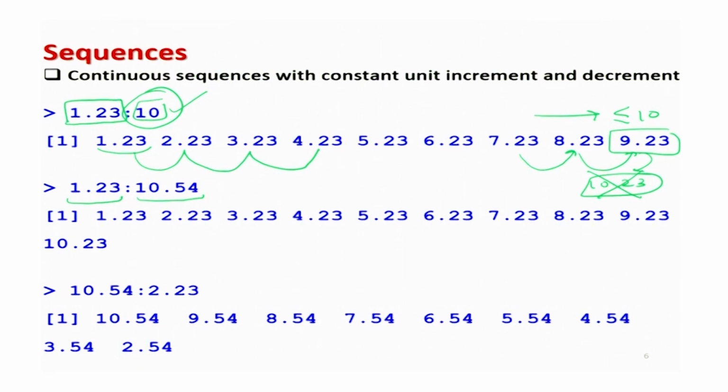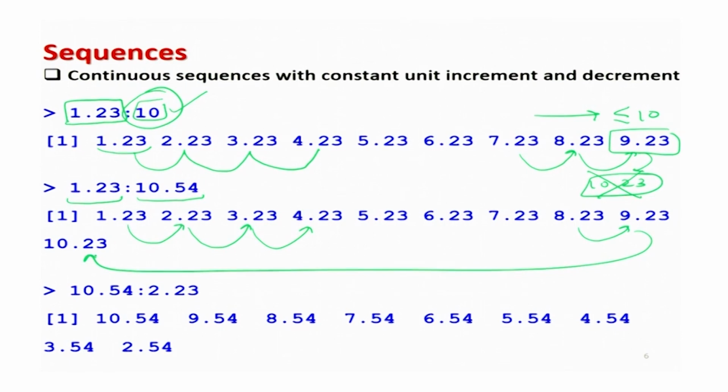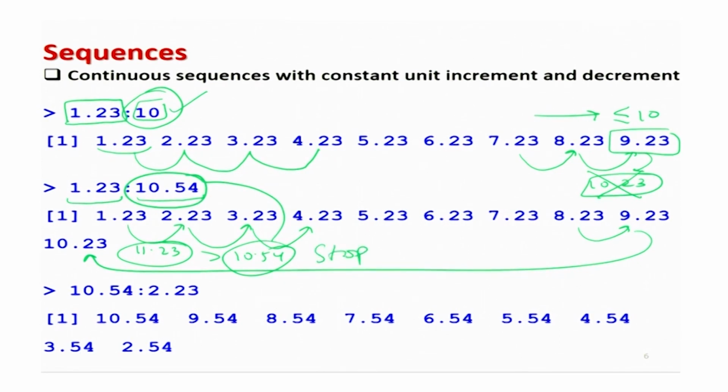So you can see here the sequence will start with a constant unit increment: 1.23, 2.23, 3.23, 4.23, up to here, then 8.23, 9.23, and from 9.23 it will come to 10.23, and after that the value will be 11.23. But you can see that this value is greater than the last value, 10.54, which is given here. So that is why the program will stop here and it will not go to 11.23. Instead of going up to 10.54, it is stopping at 10.23. So this is how this R works.